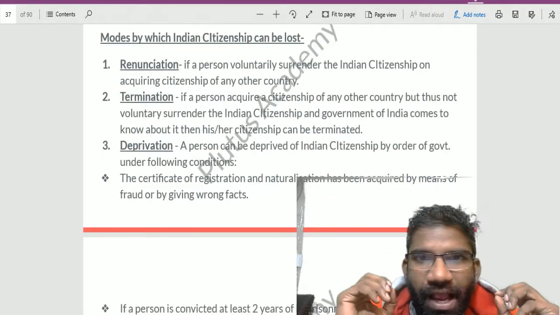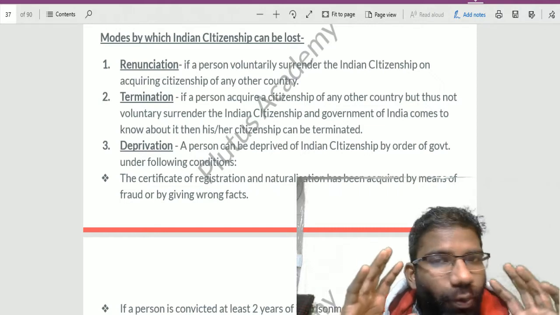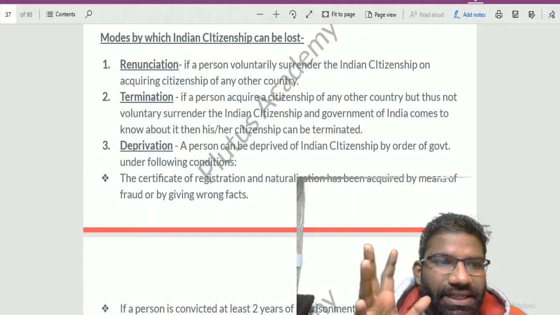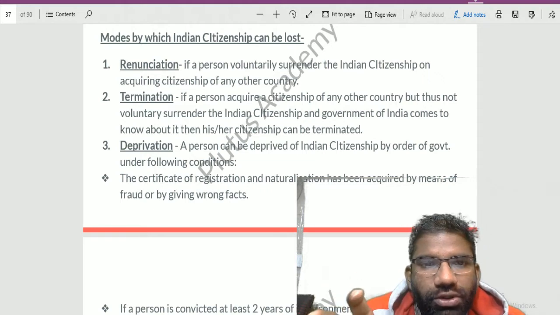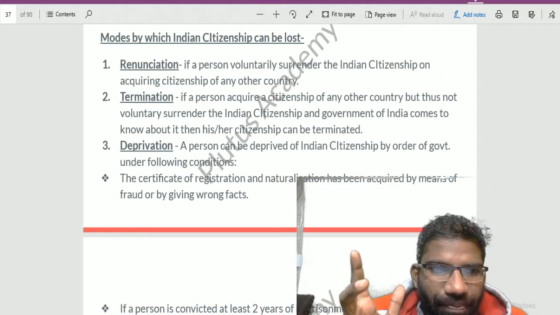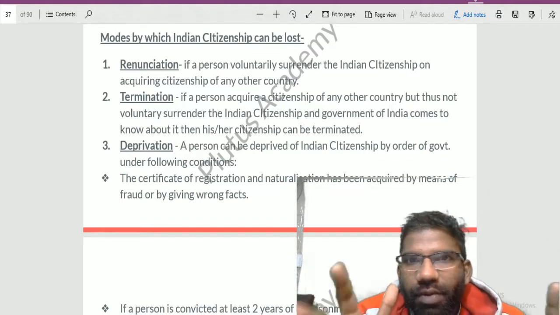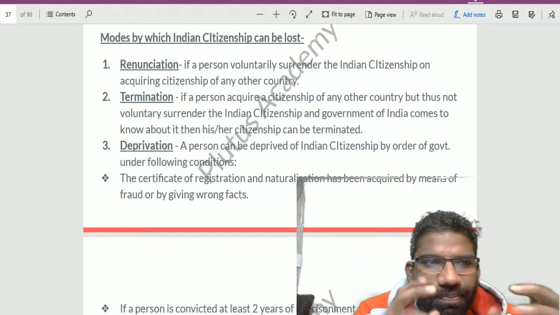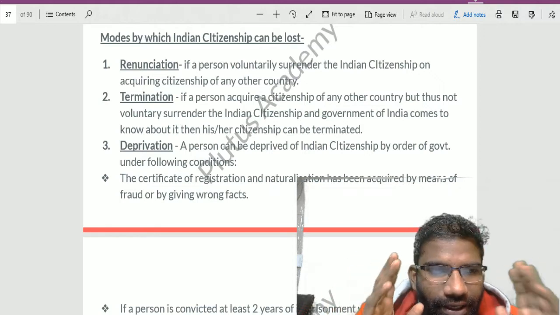Hi friends, in the previous class of Indian polity, we discussed five modes of acquiring Indian citizenship, how a person can become an Indian citizen. In this class of Indian polity, we will discuss how a person can lose his or her Indian citizenship, or on what criteria the Government of India can terminate a person's citizenship. Let us discuss those aspects. There are three aspects.